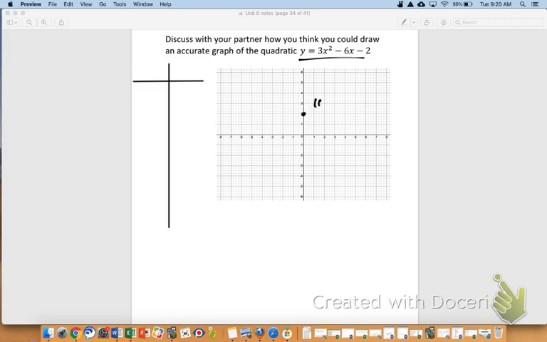So the point (0, 2) means y is 2 when x is 0. 2 equals 0 minus 0 minus 2. 2 equals, ooh, that's totally false. So what does that mean? It means that the point (0, 2) is not on the graph. Because we're going to find this is not a straight line.